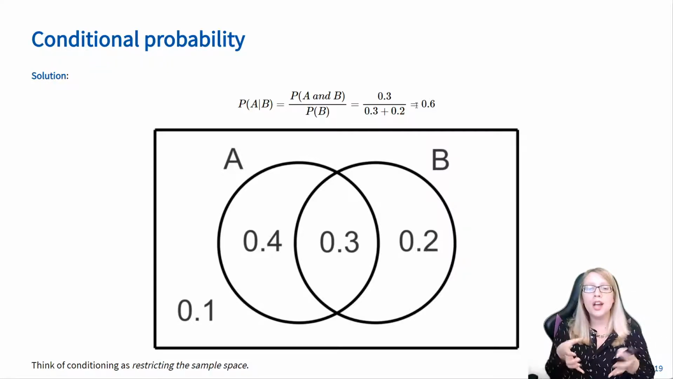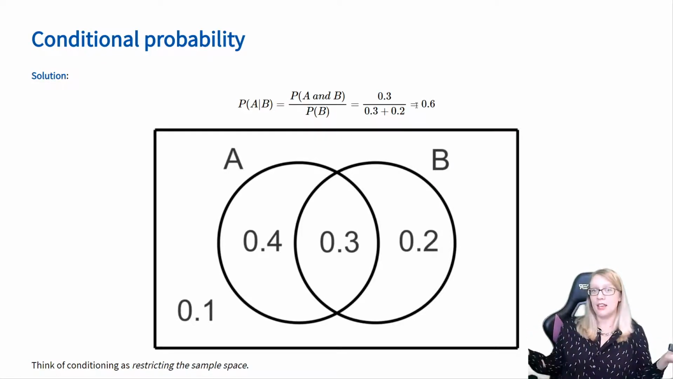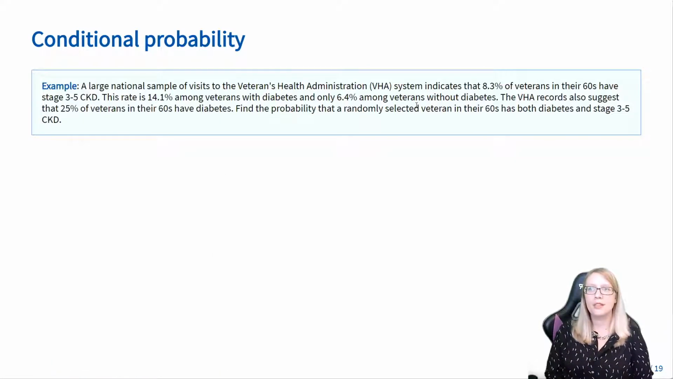The major idea here is to think of conditioning as restricting our sample space. We're no longer interested in everything that could happen. We're just interested in what could happen if B has already happened.